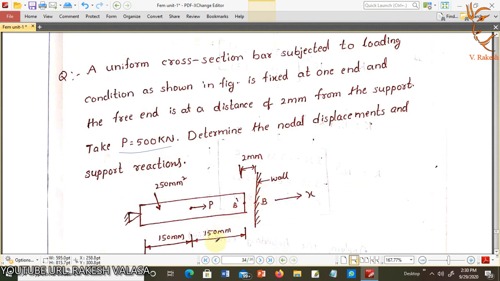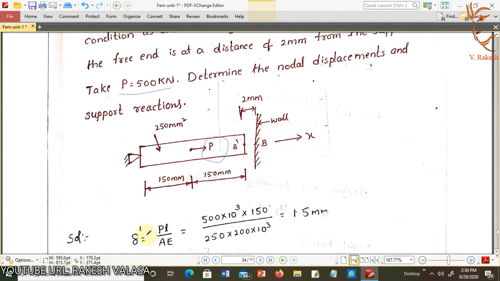See this figure. In this problem, since the wall at the right side is away from the bar before loading, first we must determine whether any contact occurs between the bar and the wall or not during loading. For doing this, let us assume that the wall does not exist. In this condition, the free elongation due to load P is given by delta dash equal to PL by AE.